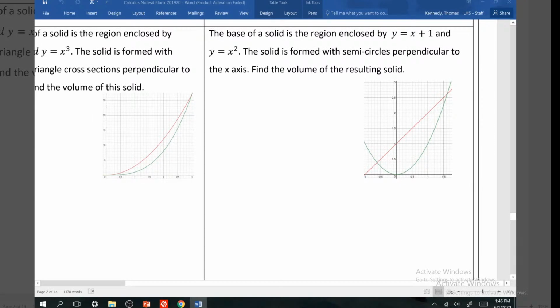All right, so our last one here has semicircles perpendicular to the x-axis, which means we get to stay in x-land. Now, that means that the bases of our semicircles are going to look something like this distance. So that's top curve minus bottom curve, and so I know that the diameter of my semicircles is going to be top curve x plus 1 minus bottom curve x squared.